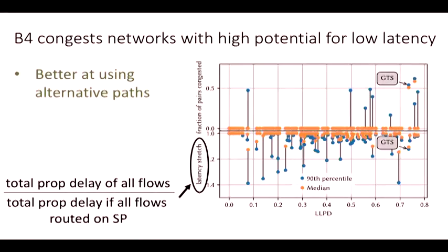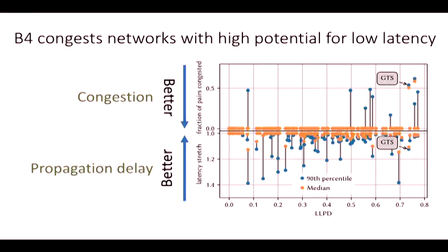However, there's something else we should be looking at. The top part of the graph only tells us about congestion. The other thing is propagation delay. We can look at the total propagation delay of all flows divided by the total propagation delay if all flows are routed on the shortest path. This will give us what the latency stretch is for each of our traffic matrices. And then we have this graph where at the top you have delay due to congestion, and at the bottom you have delay due to propagation delay. And then we want them to sort of meet in the middle. Good performance is if everything is as close to 1 or 0 as possible.